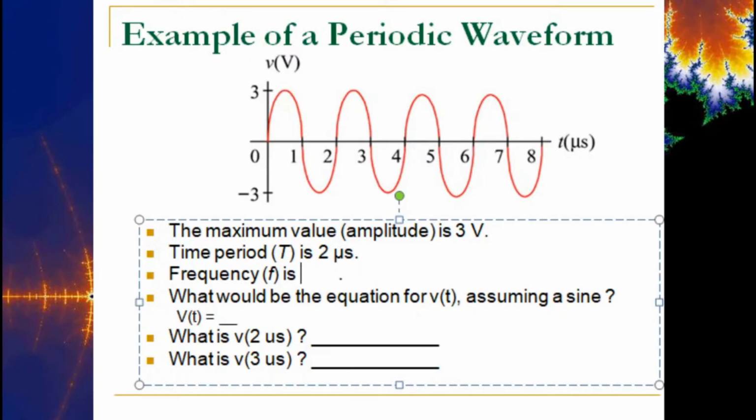Whoops. How about if I, can I have this in black, please? Thank you. So if I do the equation here, so the frequency is 1 divided by 2 microseconds. I don't know why it keeps doing that. Give me, there. Anybody got it?